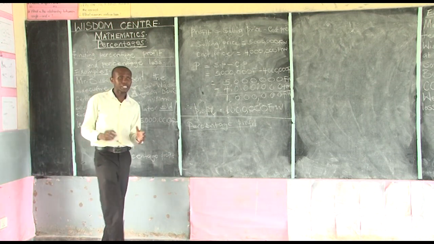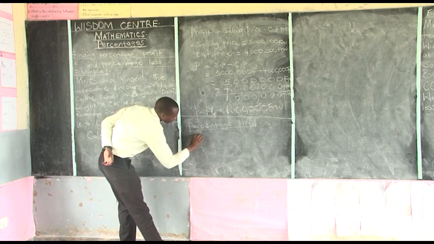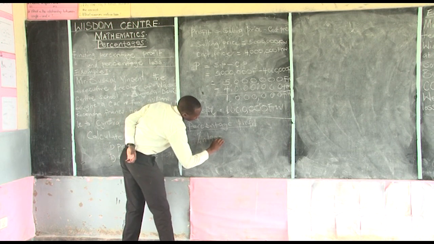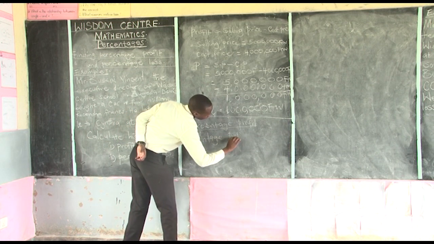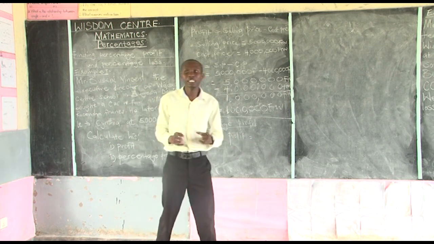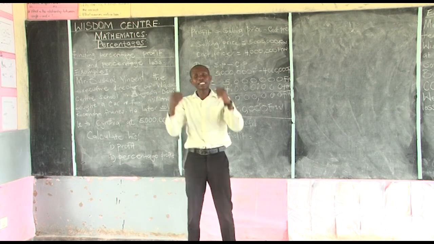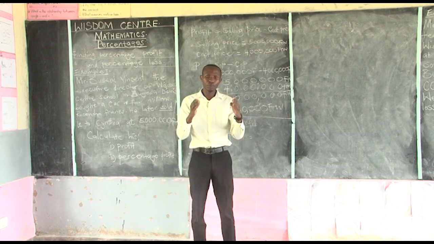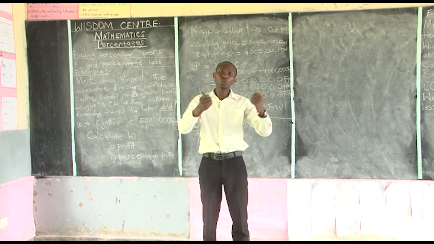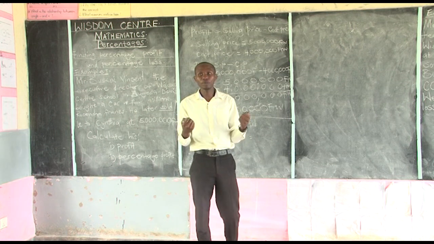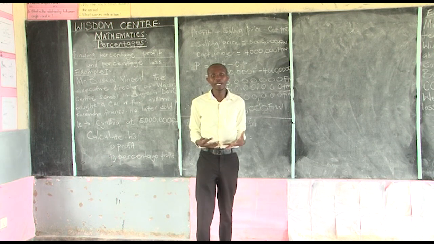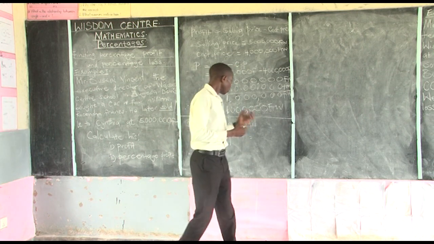How do you find the percentage profit? I'll write this in short. I will say percentage profit is equal to. How do you find percentage profit? For you to find percentage profit, we need to get profit out of the cost price times 100%. We multiply by 100% because the original percentage is 100. Okay? So don't waste a lot of time.